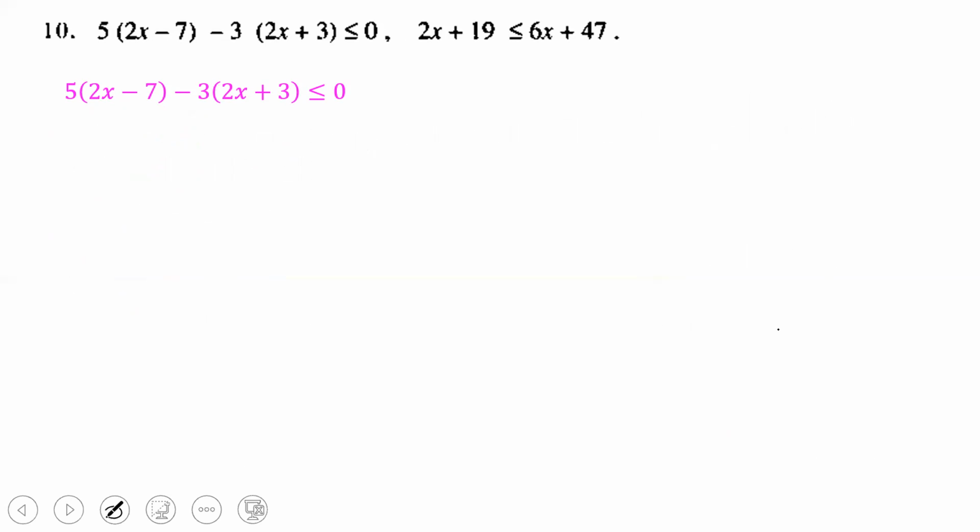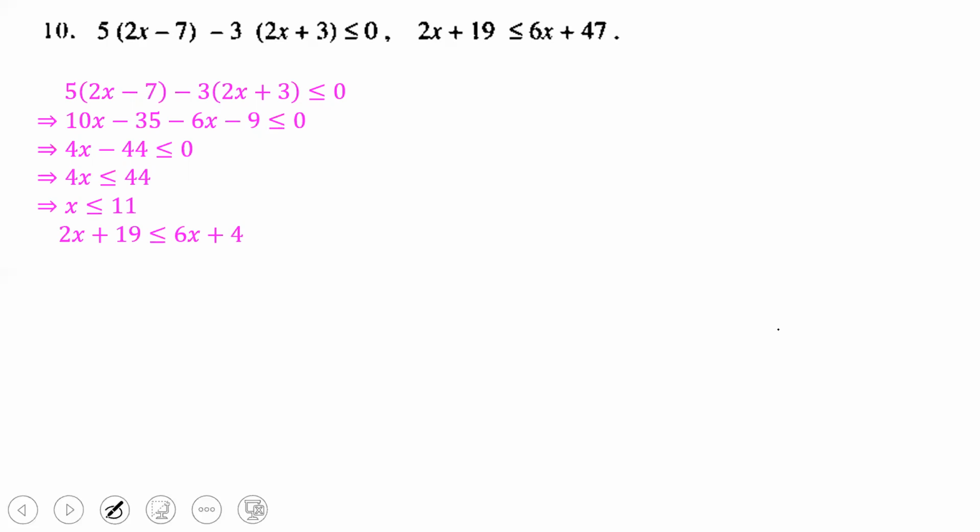So 5 into 2x minus 7 minus 3 into 2x plus 3. If we multiply by 5 and 3, you will find 10x minus 35 minus 6x minus 9 less than equal to 0. Now take x to one side and the constants to your right hand side. So you will find 4x is less than equal to 44 and then x is less than equal to 11. Means we need to choose those x which are less than or equal to 11. That means from 11 we need to choose all the elements less than 11.